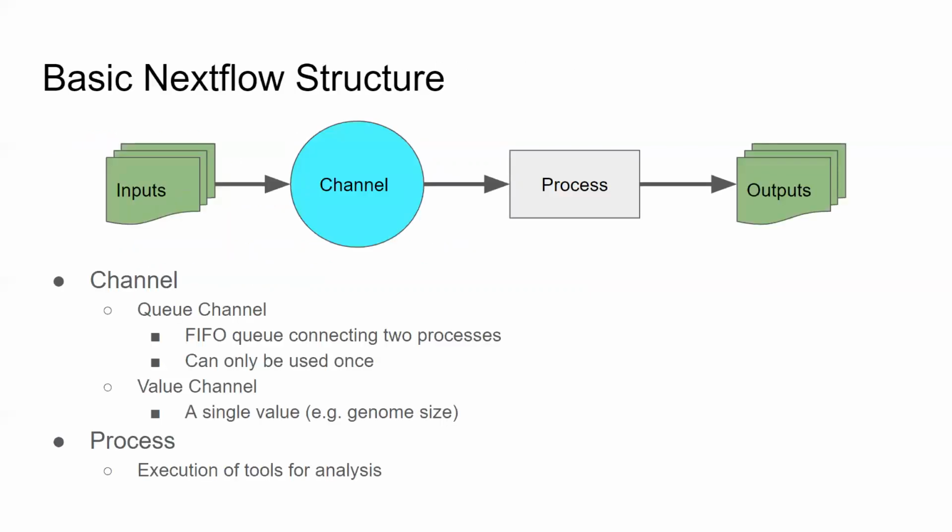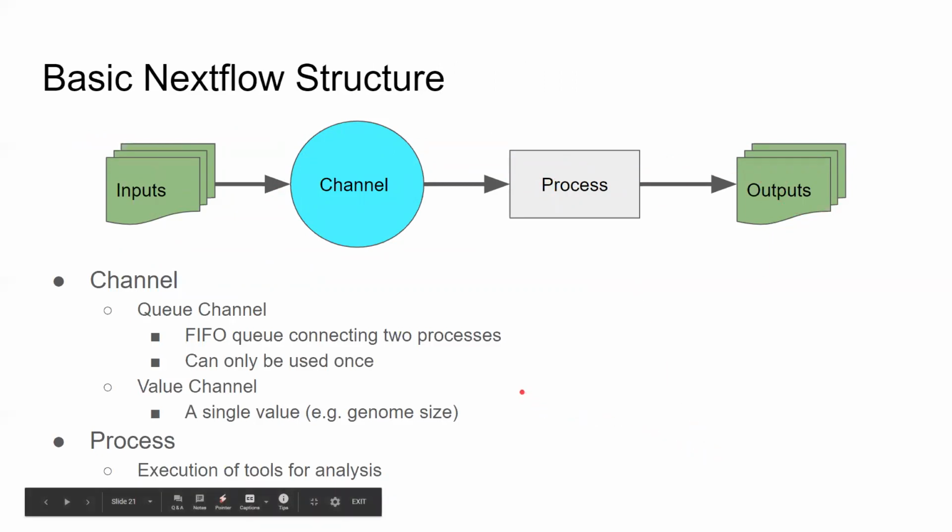So the basic Nextflow structure looks like this. You have inputs, and then the inputs go into what's called a channel, and then the processes are where the analyses happen. So that's your shell commands and all that. And then you get some outputs.